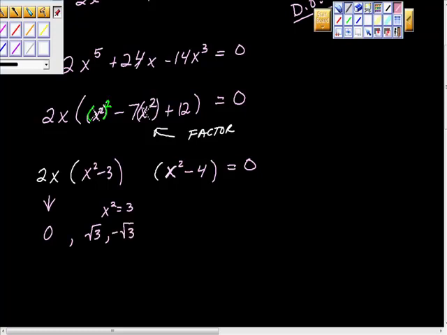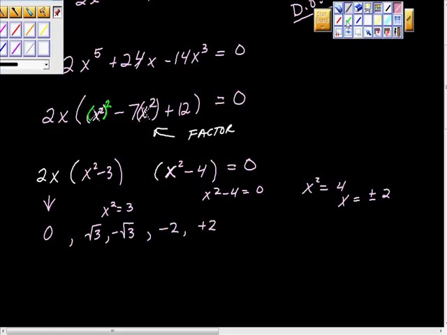Isn't that right? And over here, when is x squared minus 4 equal to 0? Well, x squared is equal to 4. x is equal to plus or minus 2, isn't it? So we have negative 2 or plus 2. And these are the roots of this function.